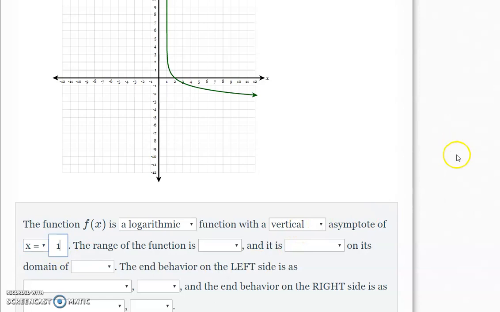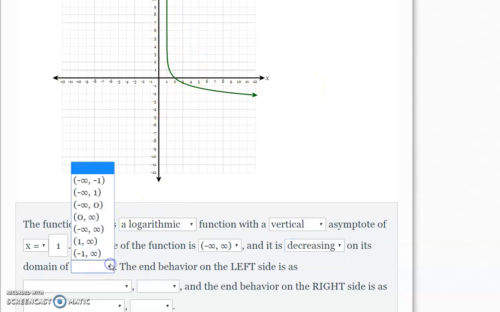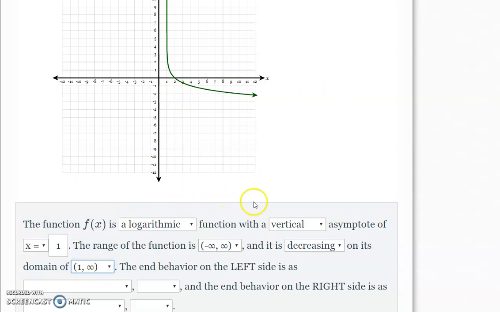The range of the function, range, remember, is all the possible y values. That's all real numbers. So all real numbers is right here. And it is blank on its domain. It is, from left to right, decreasing on its domain. The domain is from 1, this is like a wall at 1, all the way to the right forever. So that means from 1 to positive infinity. The end behavior on the left side, that's over here.